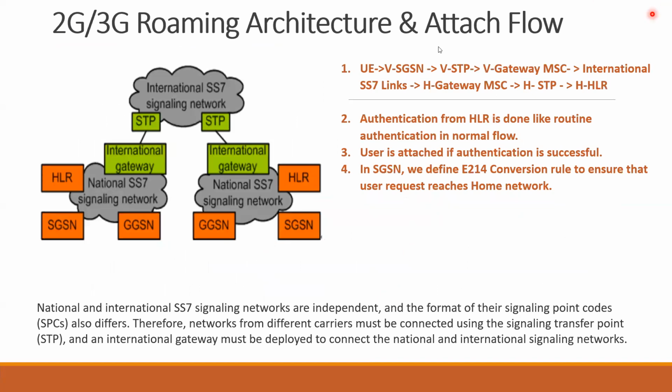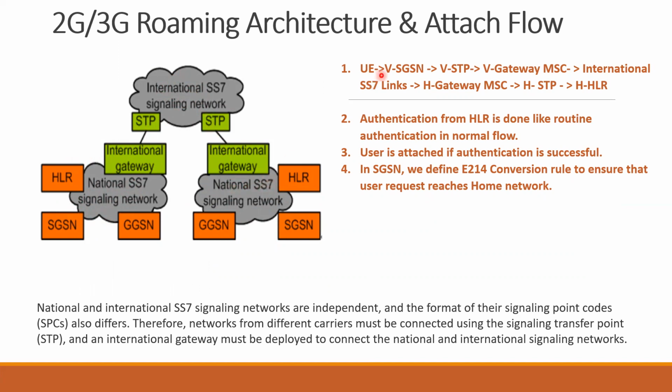Now, looking into the roaming architecture which is used in 2G, 3G. This portion is your home network, and this you can consider to be the visitor network. Your home network has the SGSN, it has the GGSN, it has its own HLR. Then you have an SS7 signaling network. You have an international gateway, which is connected by STP, and then you have the international SS7 link. Via these links, you connect to the roaming international gateway via the SS7 signaling to the specific node.